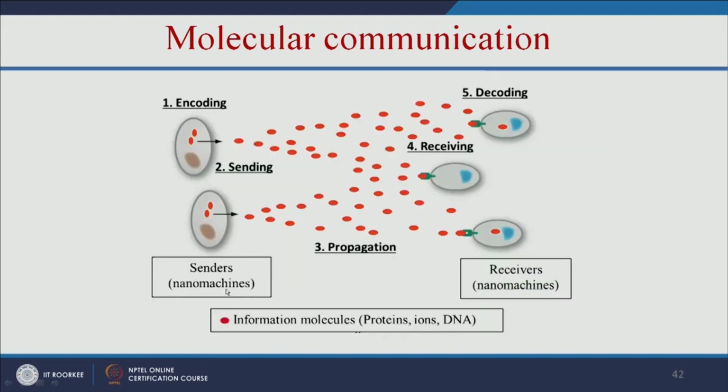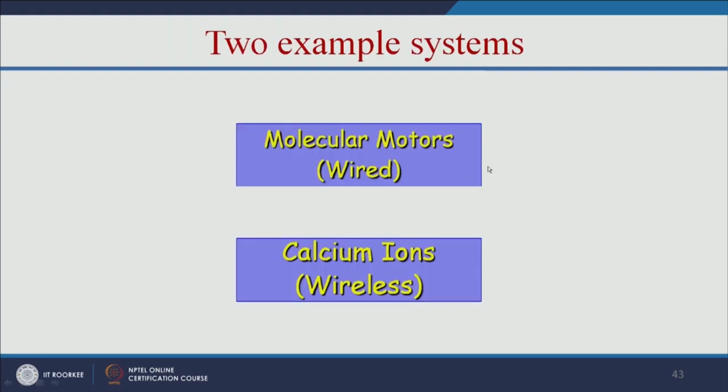You can see here the sender is a nanomachine and the receiver is also a nanomachine, and the information going from sender to receiver is also nanoscale, that is protein or ions or DNA. So, here molecular communication is divided into two types: molecular motor, that is wired, and another one is calcium ion based, that is wireless.